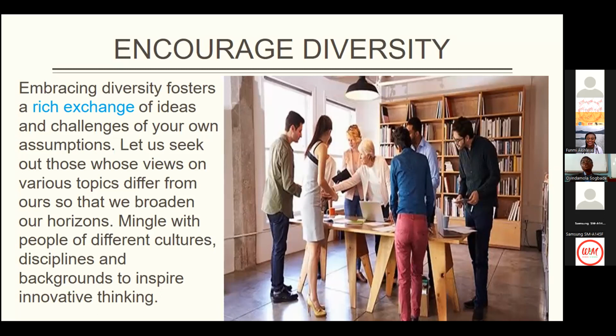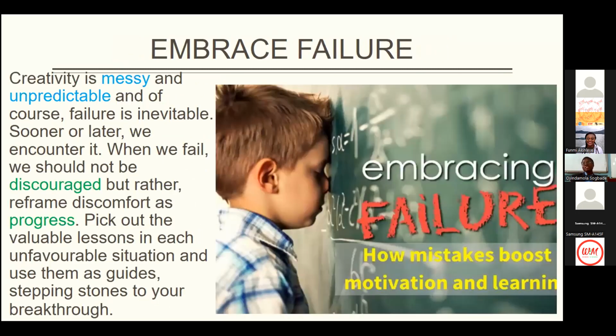We should also embrace failure. Creativity is messy, it's unpredictable. Sooner or later, you will encounter failure, not because you are not good or because you do not have the skill, but because you are going down paths that nobody else has gone through. You are doing new things that people have not ventured to do before. So definitely you encounter failure. And instead of being dismayed, you should pick the valuable lessons in each failure and use them as stepping stones to your breakthrough. Thomas Edison famously said, I have not failed. I've just found 10,000 ways that won't work.